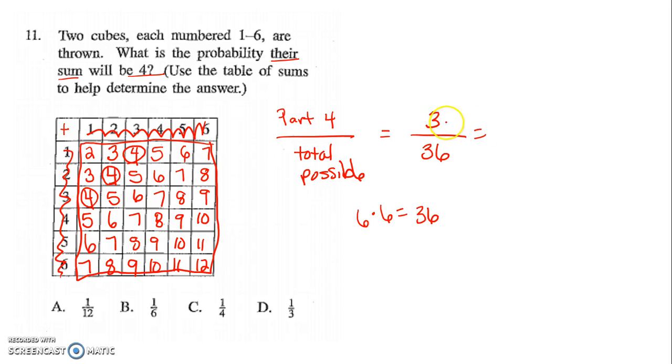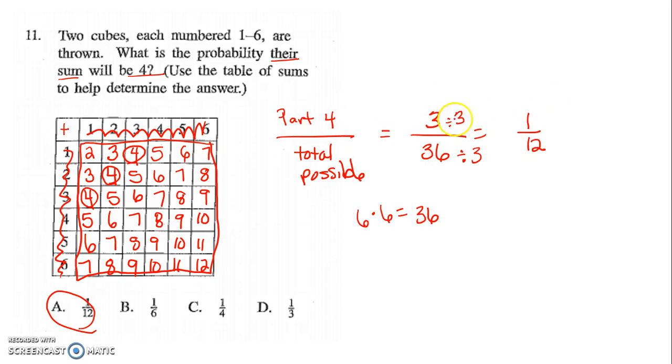Now I'm going to simplify this. What can I divide numerator and denominator by? What goes nicely into both 3 and 36? Oh, 3 does. 3 divided by 3 is 1. 36 divided by 3 is 12. So that solution would be 1/12, or that probability would be 1/12.